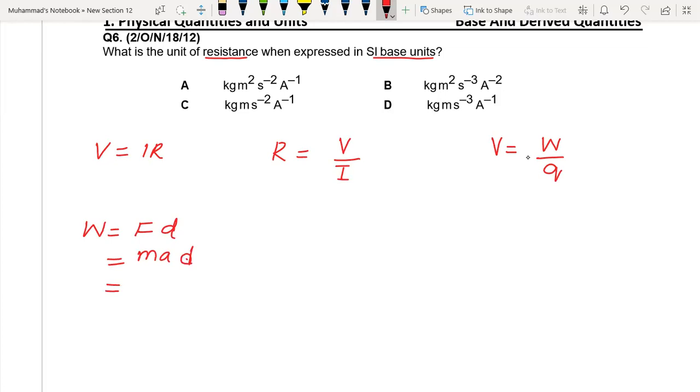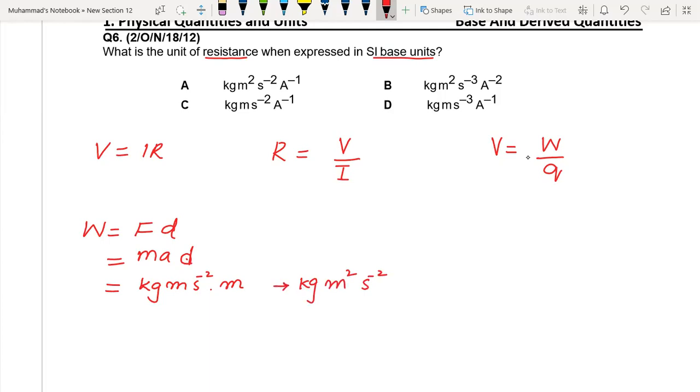F is mass times acceleration, times displacement. So the unit of work done is kg, acceleration is meter per second square, times meter. So the SI base unit of work is kg m² s⁻². This is the SI base unit of work.